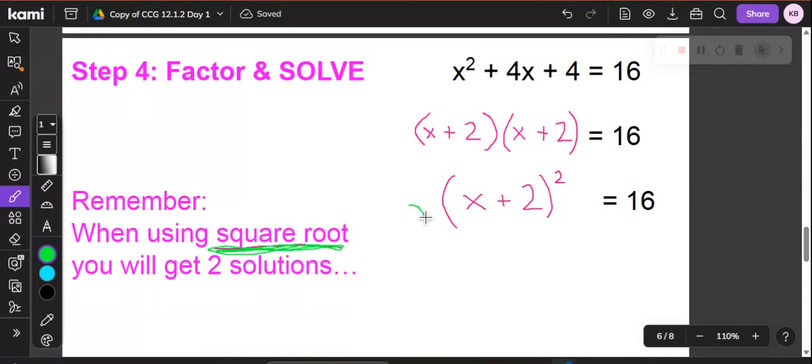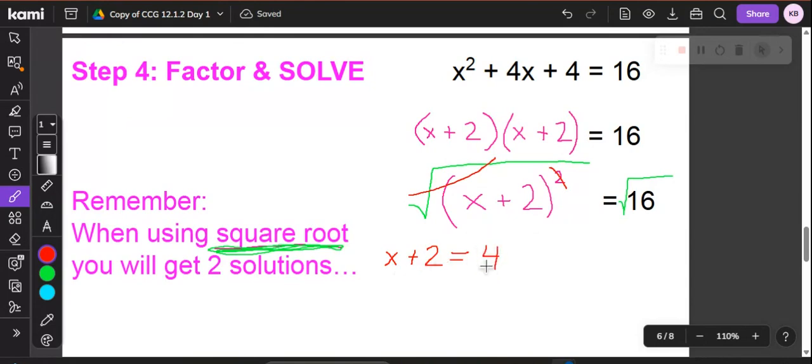And if I take the square root of both sides, the square root undoes my square, so these two things cancel out. I'm going to grab another color here. I'll grab red. But my square root cancels off with my square, and we have the square root of 16. Now this is probably the biggest mistake that students make when completing the square. And that's that I'm going to write x plus 2 equals, well, the square root of 16 is 4.